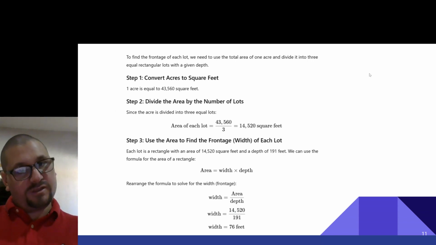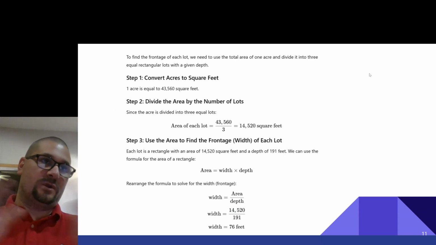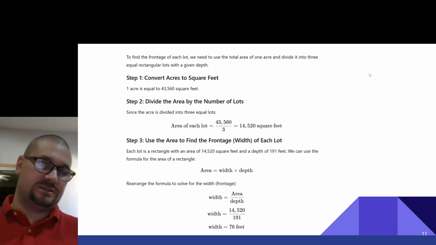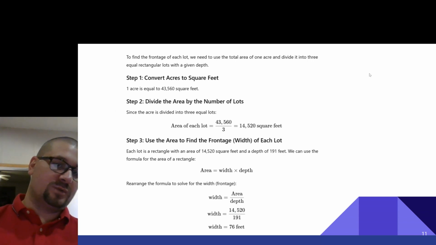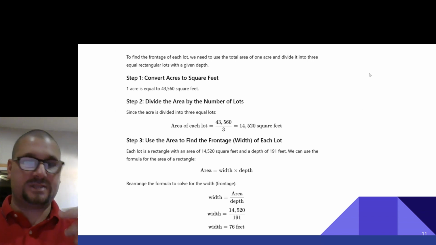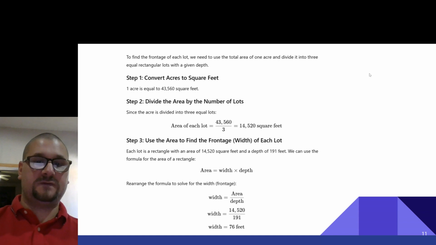That width, right? The frontage, that's the front part you're looking at. That's called the frontage. The width, how wide is it? Now depth, that's not frontage. That's just the depth. So here's the width times depth. They want to know the width, so it's area divided by depth. So the 14,520 divided by 191 gives you 76 feet as the width.